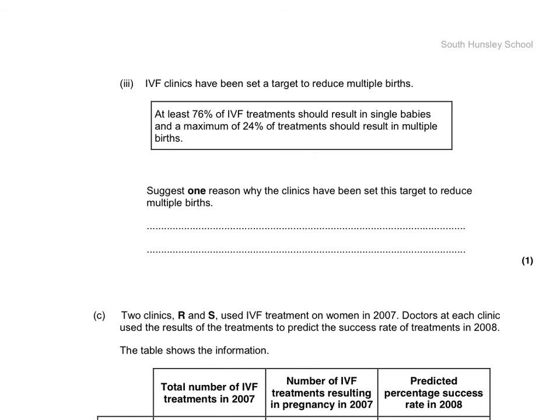This next question asks you to suggest one reason why clinics have been set a target to reduce multiple births. Now, multiple births are where a woman would give birth to more than one baby at once. Now, it didn't want an answer to do with anything to do with cost or any economic reason. The reasons it wanted were anything to do with the health of the baby or the health of the mother. So you could have stated that multiple births may cause harm to the mother, embryo, etc.